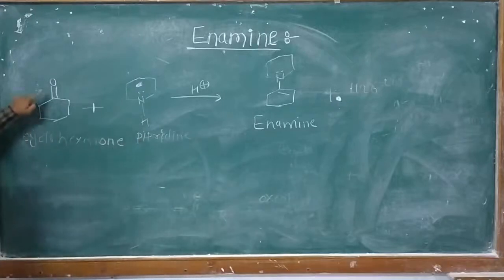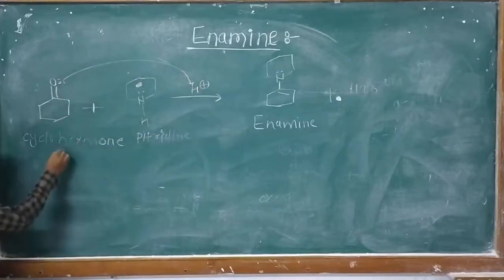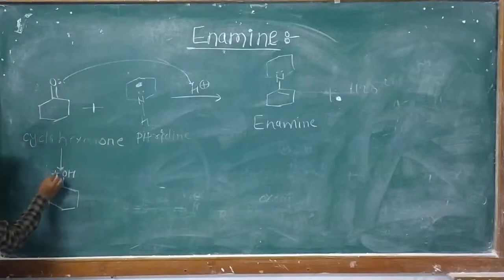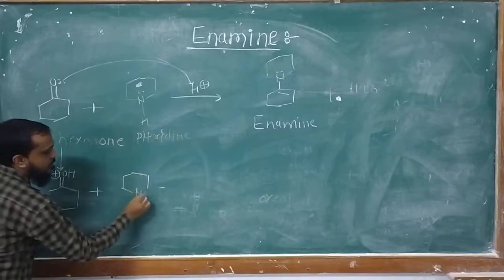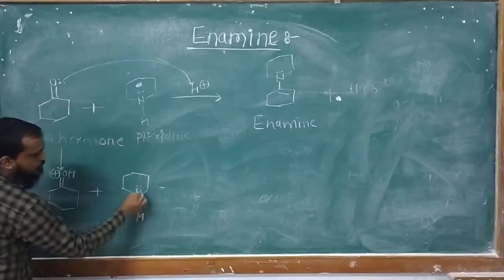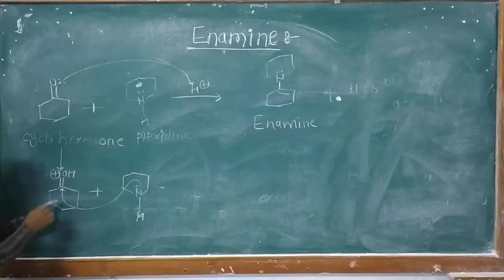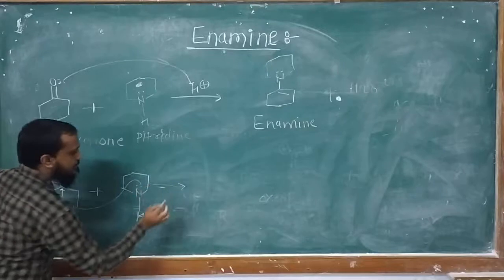In the first step, the lone pair of the cyclic ketone oxygen extracts a proton from the acid and forms an oxonium ion. This is the structure of the oxonium ion. Due to the loss of the lone pair, oxygen gains a positive charge. This oxonium ion is further treated with a secondary amine. Here pyrrolidine is the secondary amine. The lone pair of pyrrolidine acts as a nucleophile and attacks the carbon atom of the oxonium ion. Simultaneously, the pi bond between carbon and oxygen shifts toward the oxygen, and oxygen stabilizes its positive charge, and we will get this type of intermediate.